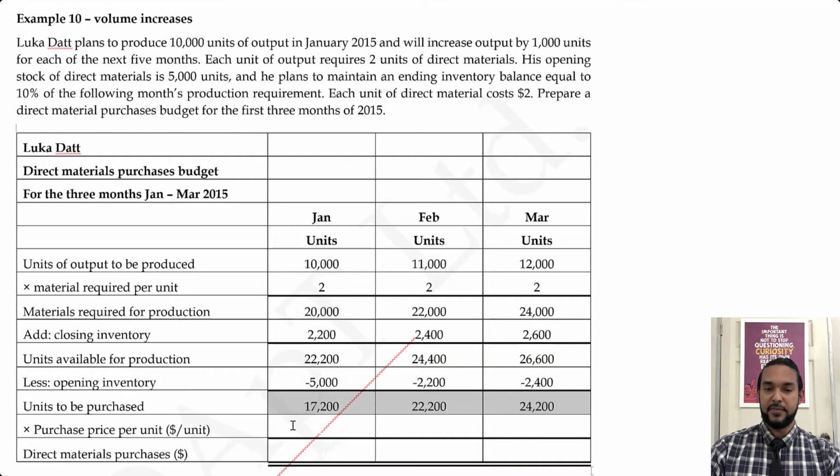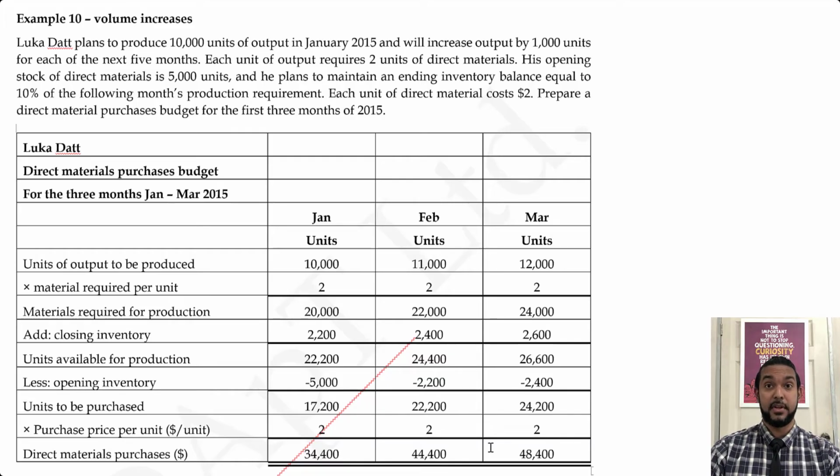And now what we have to do is simply multiply the number of units of materials we have to purchase by the purchase price. And it says up here, each unit of direct materials costs $2. Okay, so we're going to multiply by 2, and we have 17,200 by 2 is 34,400. 22,200 by 2 is 44,400. 24,200 by 2 is 48,400.